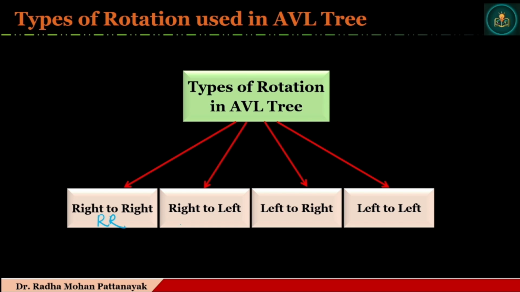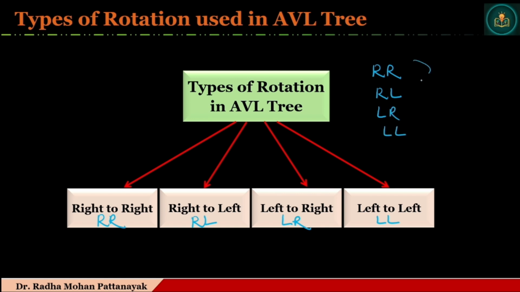Similarly, right to left rotation is termed right left. Left to right rotation is termed left right. And left to left rotation is termed left left, that is LL. So there are 4 different types of rotations. One is right right, second is right left, third one is left right, and fourth one is left left.